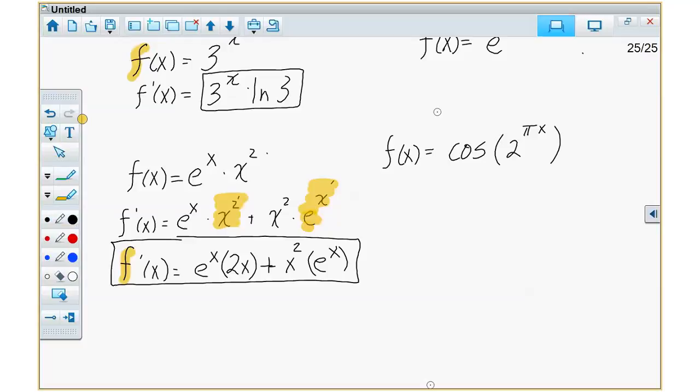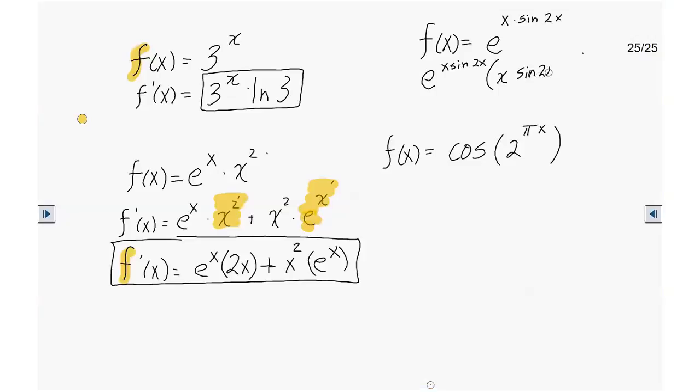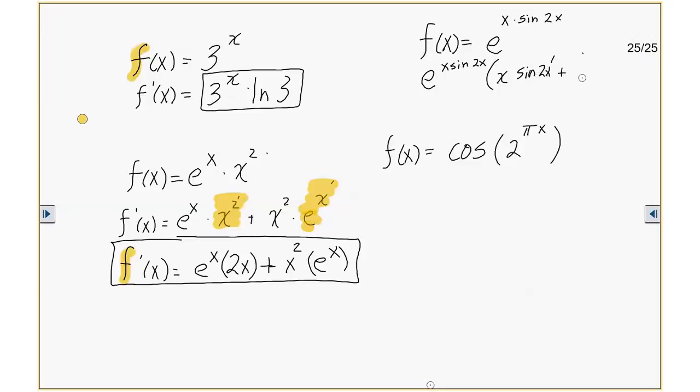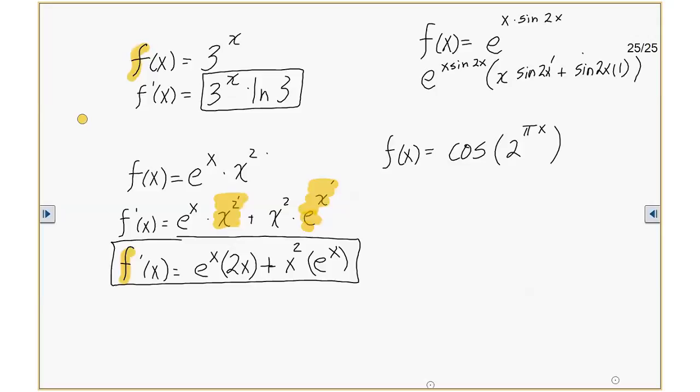So e to the x sine of 2x: the first times the derivative of the second, plus the second times the derivative of the first. I'll do that for you. 1. And that's going to be e to the x sine of 2x times what? That's going to be 2x.